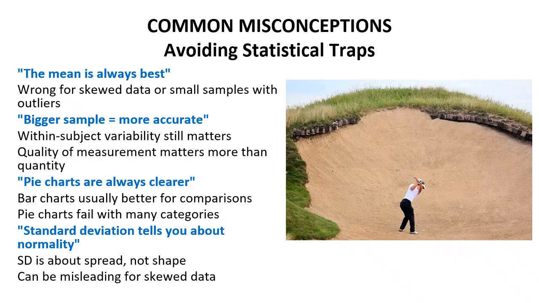Pie charts are always clear. Pie charts are good for comparisons. Bar charts are good for comparisons. Pie charts are not good for every category. Okay. Standard deviation tells you about normality. Well, standard deviation is about spread and not shape. And so that could be used for misleading skewed data.